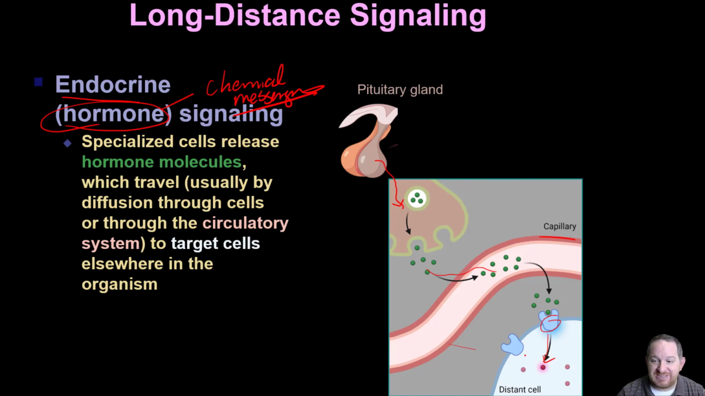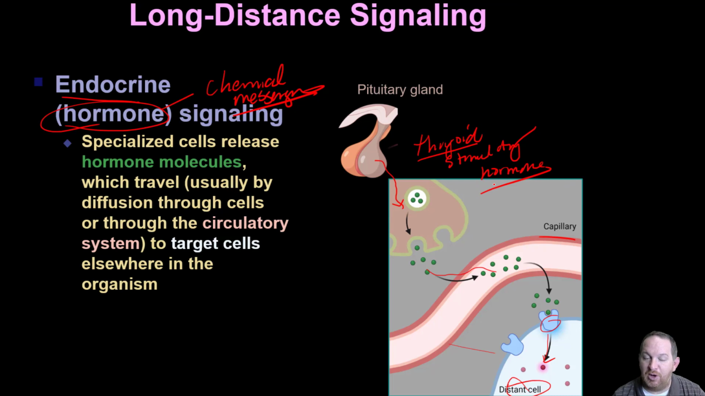So these target cells can be distant, right? The example I used here was the thyroid stimulating hormone, right? And what we'll find is this is named correctly, right? It stimulates the thyroid then to release its hormone. You'll find that many of our hormones need to be activated by other hormones. So these are examples of some long distance signaling as well.